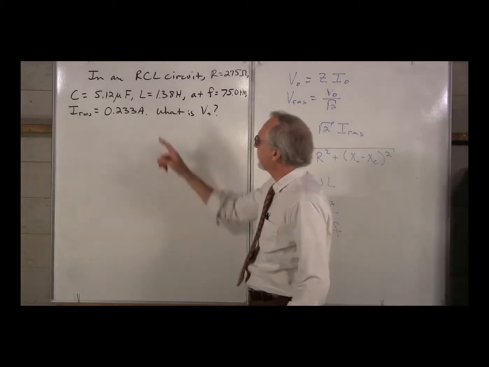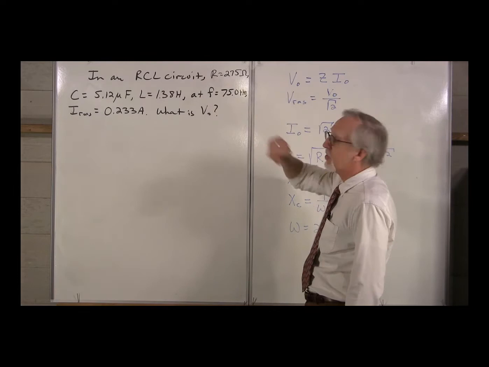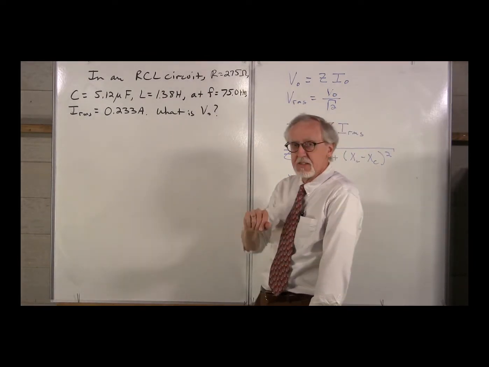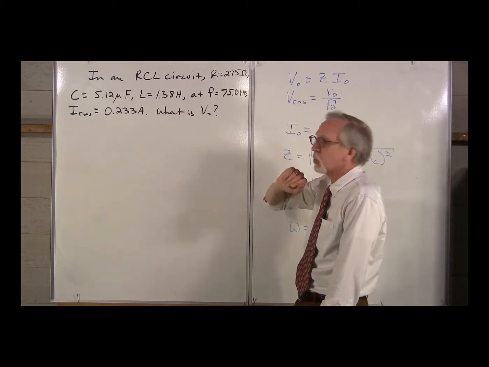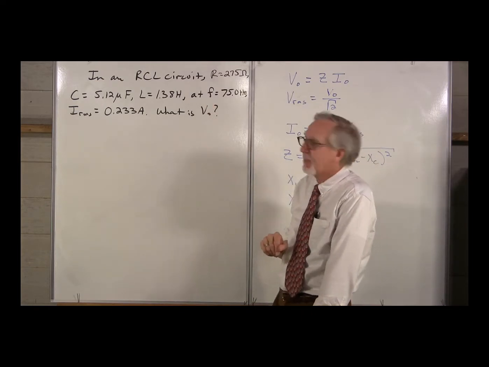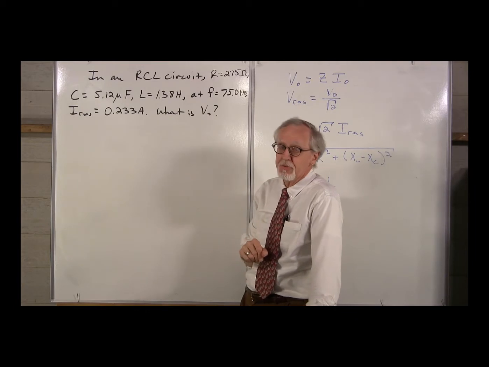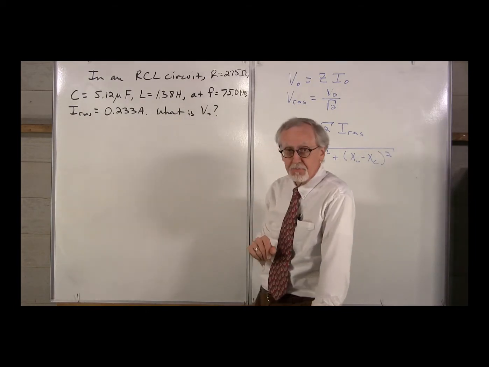Our problem is, in an RCL circuit, R, the resistance, is 275 ohms. C, the capacitance, is 5.12 microfarads. L, the inductance, is 1.38 henries. At a frequency of 75 hertz, the RMS current is 0.233 amps. The question then is, what is V naught?